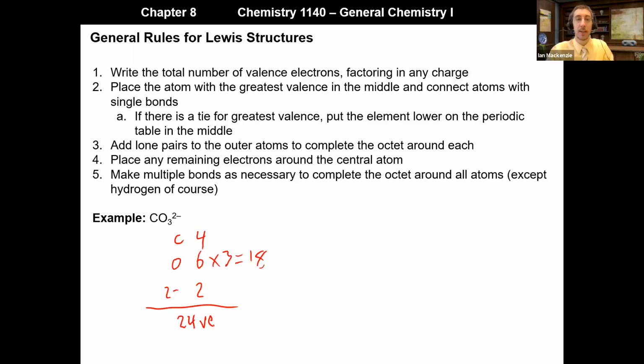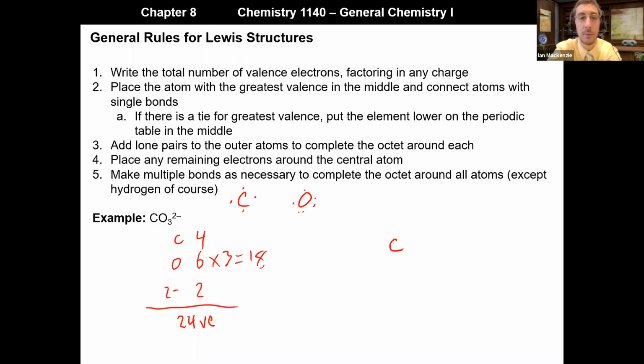Rule number 2 is to place the atom with the greatest valence in the middle. Carbon has a valence of 4, so let's draw out the Lewis structures. Carbon: 1, 2, 3, 4. Oxygen with 6 valence electrons: 1, 2, 3, 4, 5, 6. So oxygen has a valence of 2; it has only 2 unpaired sites. Carbon has 4, so carbon goes in the middle.